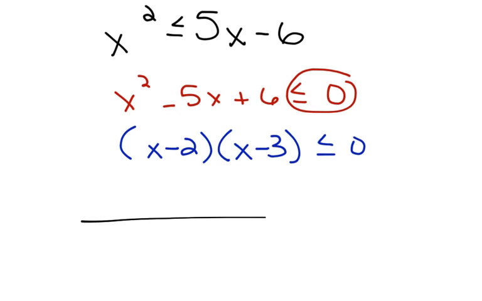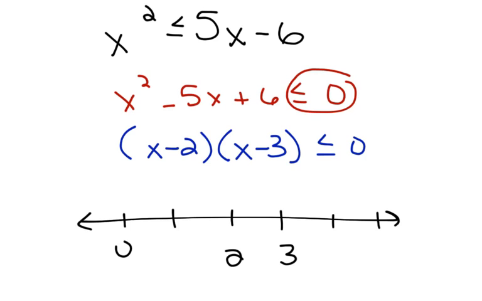And then what we're going to do is we're going to make ourselves a little number line here, where we're going to put 2 and 3 on the number line. The zeros of this quadratic equation are at 2 and 3. And the reason I know those are my zeros, or my solutions, is because if I do the zero product property and set each of those parentheses equal to 0, I find out that x is 2 and 3. That means that's where it hits the x-axis.